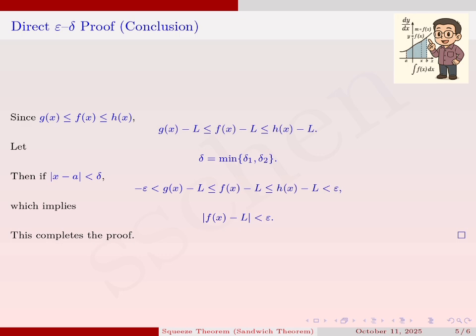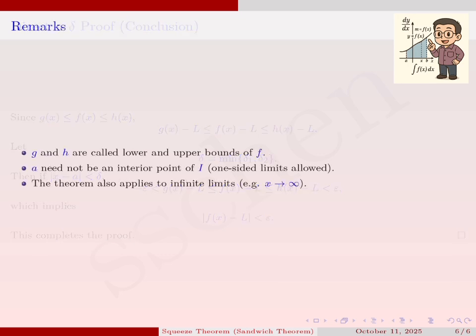And that is exactly what we needed to prove. So by the epsilon-delta definition, the limit of f of x as x approaches a is L. This completes the proof.